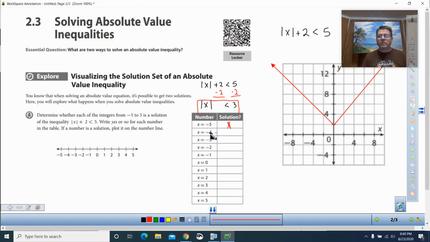Is the absolute value of negative 4 less than 3? No. Is the absolute value of negative 3 less than 3? The absolute value of negative 3 is 3. That'd be equal, but this doesn't have an equal to sign, so that's a no. How about negative 2? Is the absolute value of negative 2 less than 3? Yes. Negative 1? Yes. 0? Yes. 1? Yes. 2? Yes. 3? No. 4? No. 5? No. So how does that look on a number line?